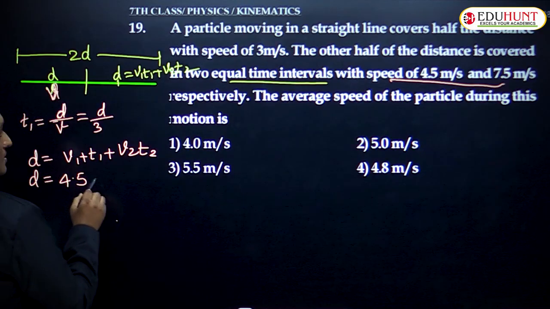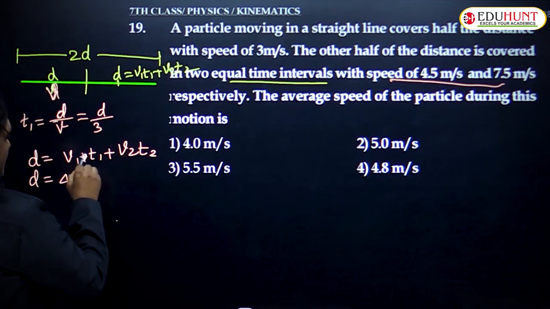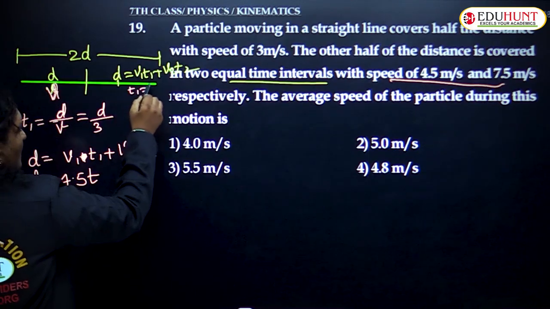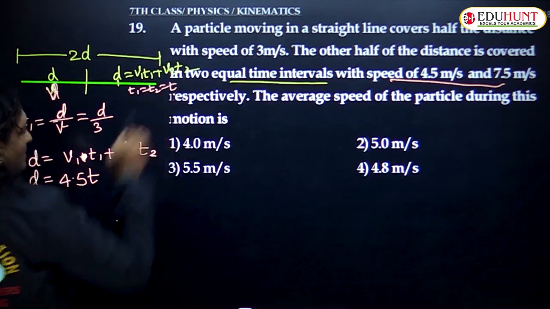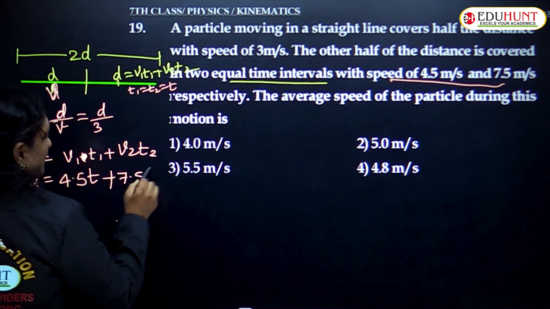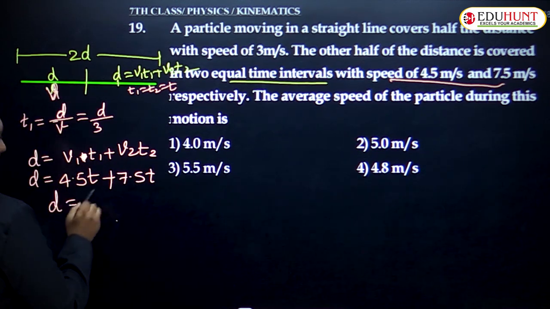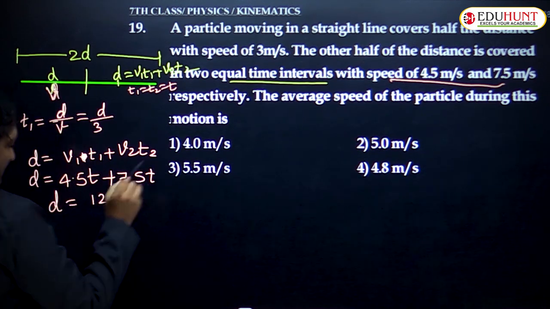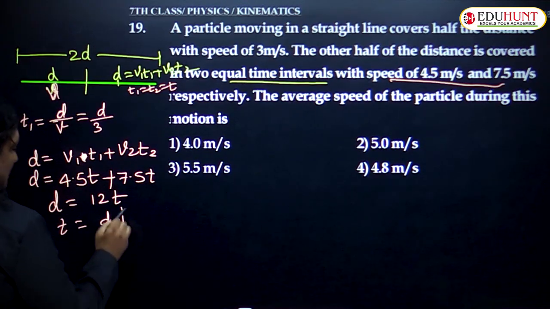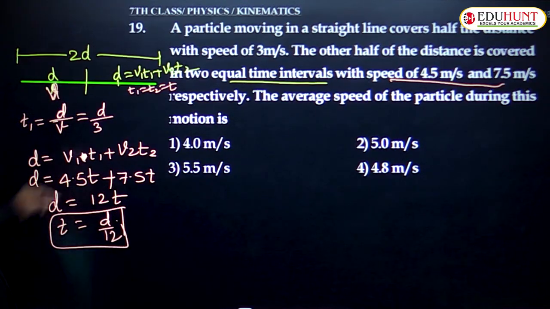And D is equal to, how much is that? 4.5 into equal time intervals. Given that T1 equals T2, let us suppose it's some T. 4.5 T plus the other is 7.5 T. Hence, the value of D is equal to 12 T, where the value of T is found to be D by 12, children.